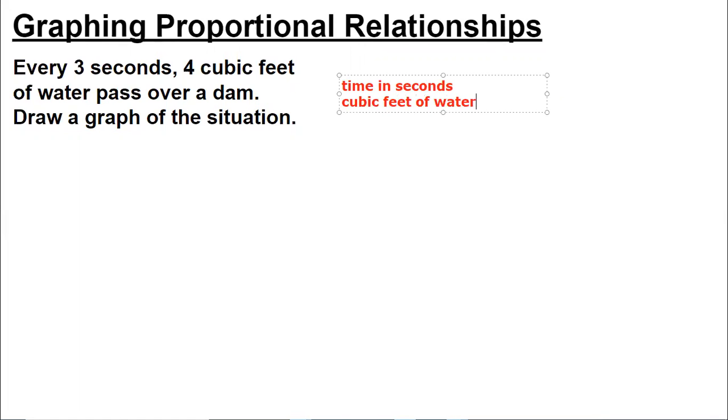Which one do you think is the dependent and which is the independent? Remember, the independent is the x. It doesn't depend on anything else. And then the dependent is the y. Right. Time doesn't depend on anything. It just keeps happening, doesn't it? Just goes by. Nothing stops it. Keeps going day after day after day. So that is your independent variable. That is your x. Cubic feet of water then would be your dependent variable. As time increases, more cubic feet of water will pass over the dam. Can we clear that?